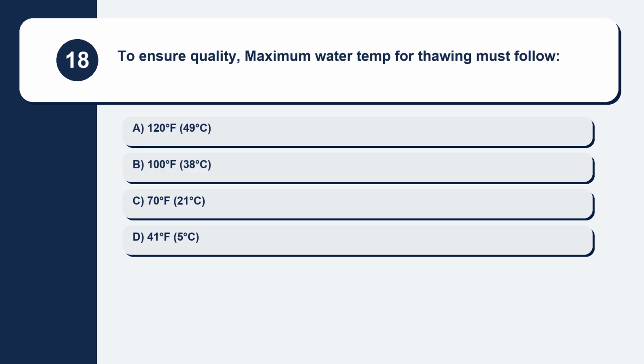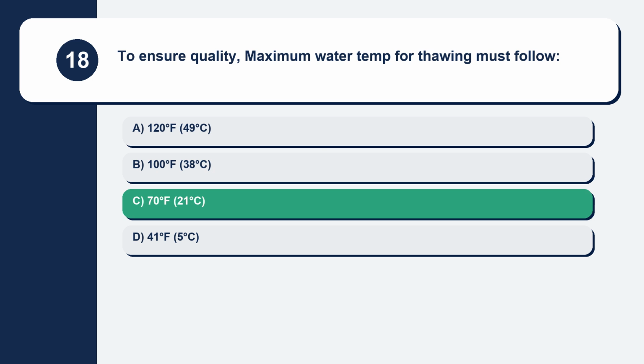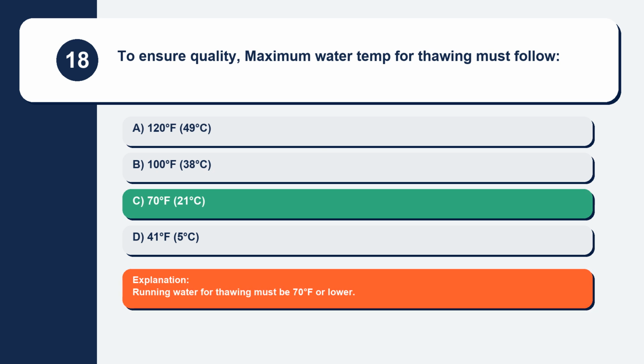Question 18. To ensure quality, maximum water temperature for thawing must follow: 120 degrees Fahrenheit, 49 degrees Celsius; 100 degrees Fahrenheit, 38 degrees Celsius; 70 degrees Fahrenheit, 21 degrees Celsius; 41 degrees Fahrenheit, 5 degrees Celsius. Running water for thawing must be 70 degrees Fahrenheit or lower.